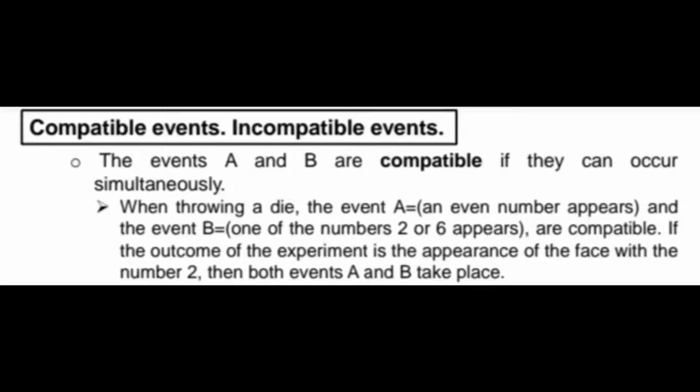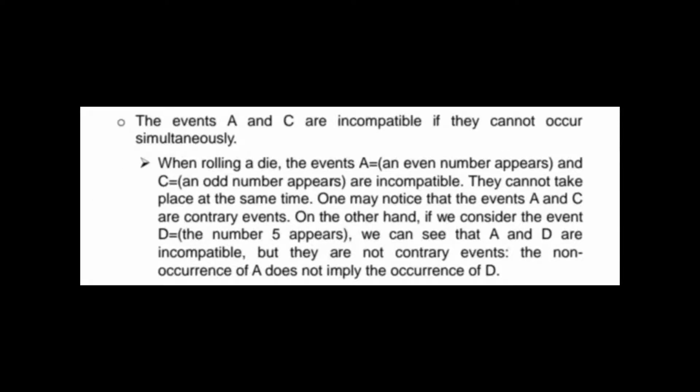Compatible events. Incompatible events. The events A and B are compatible if they can occur simultaneously. When throwing a die, the event A, an even number appears, and the event B, one of the numbers 2 or 6 appears, are compatible. If the outcome of the experiment is the appearance of the face with the number 2, then both events A and B take place. The events A and C are incompatible if they cannot occur simultaneously. When rolling a die, the events A, an even number appears, and C, an odd number appears, are incompatible. They cannot take place at the same time.